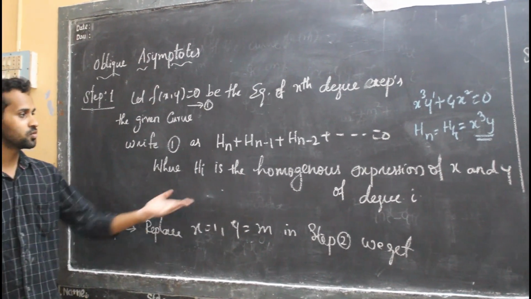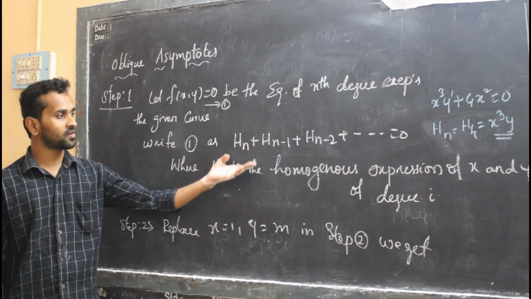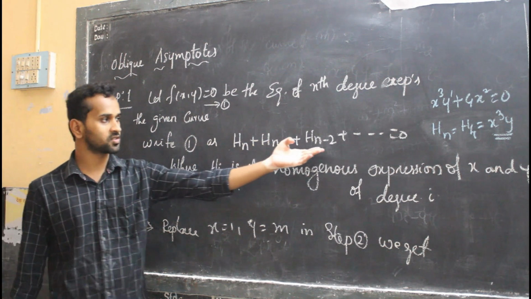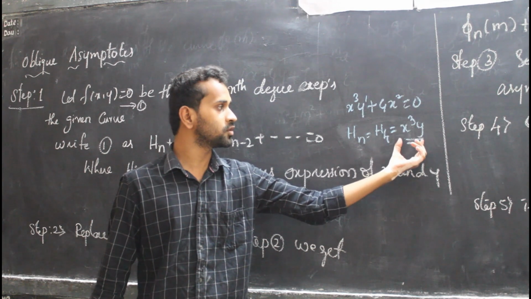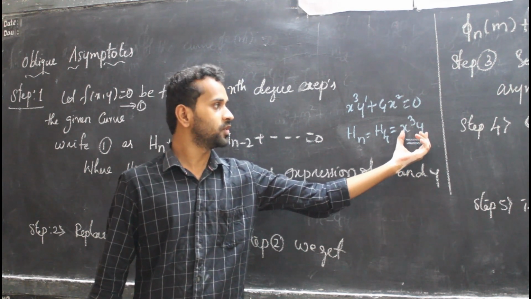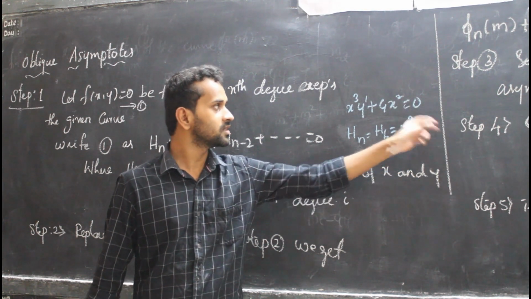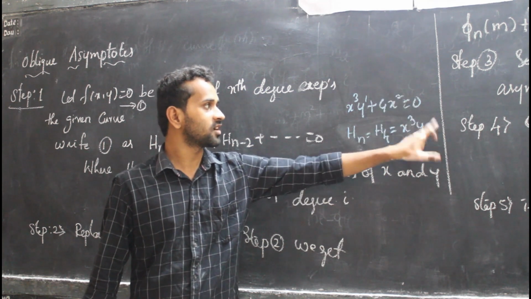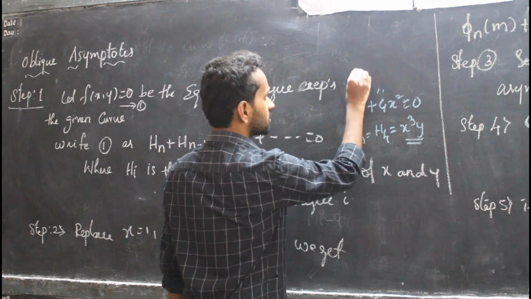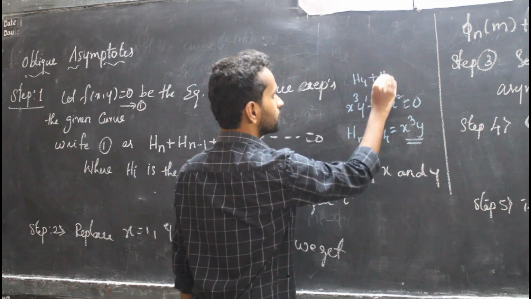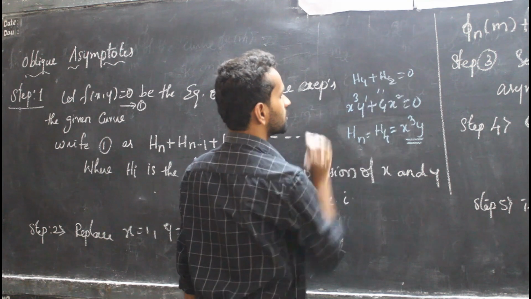And what I am going to do, once you have represented the given equation as hn, hn-1, hn-2 and so on equal to 0, that means in terms of groups. We should take it as groups. x cube into y as h4 plus x square, that is h2. h3 is not there in this equation. So this equation I can represent as h4 plus h2 equal to 0.